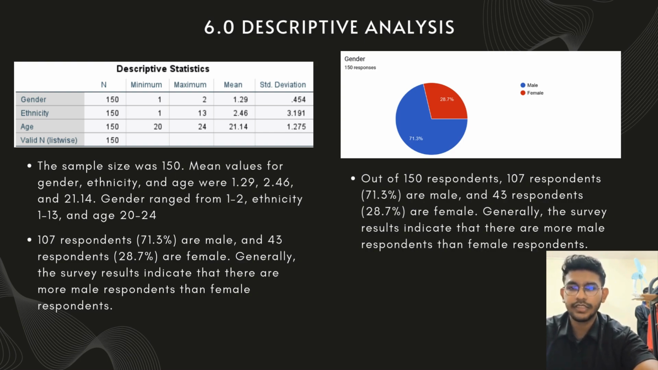So the gender range is from 1 to 2, and then the ethnicity is 1 to 13, and the age is 20 to 24. That is the range. So there were 107 respondents who are male, which is 71.3%.